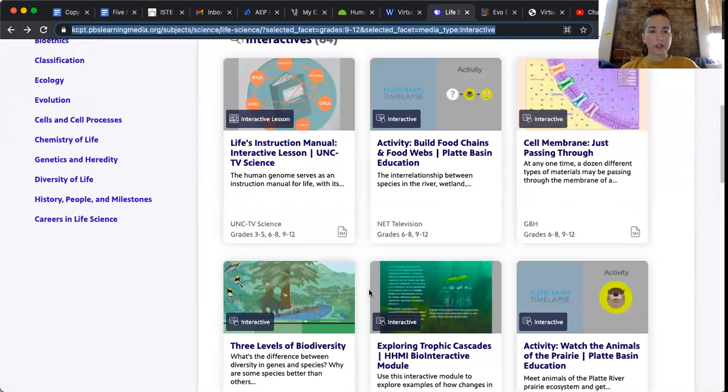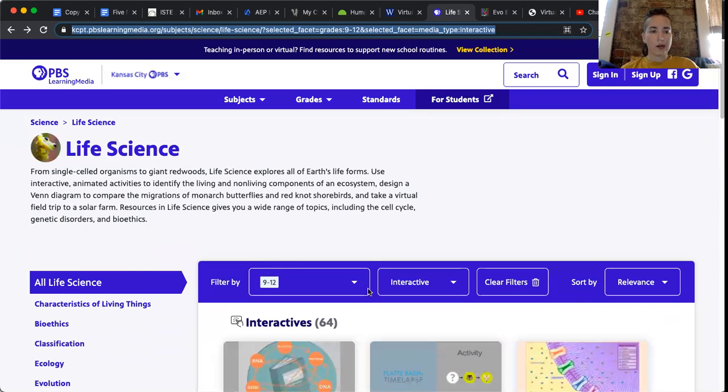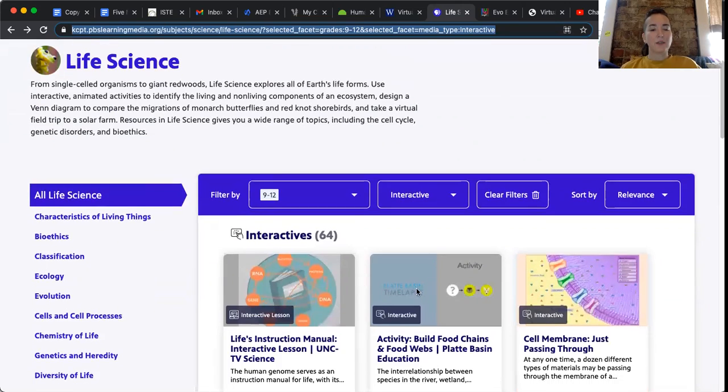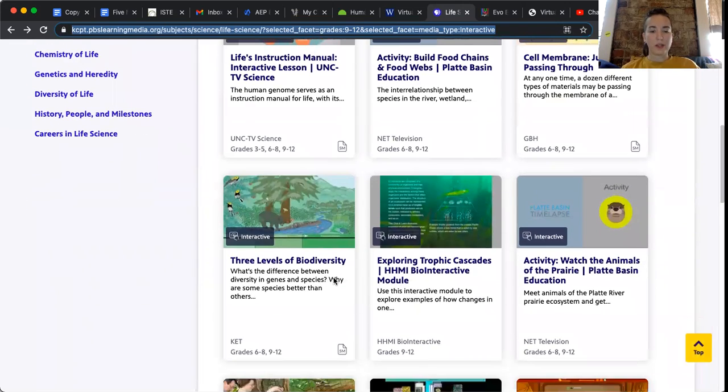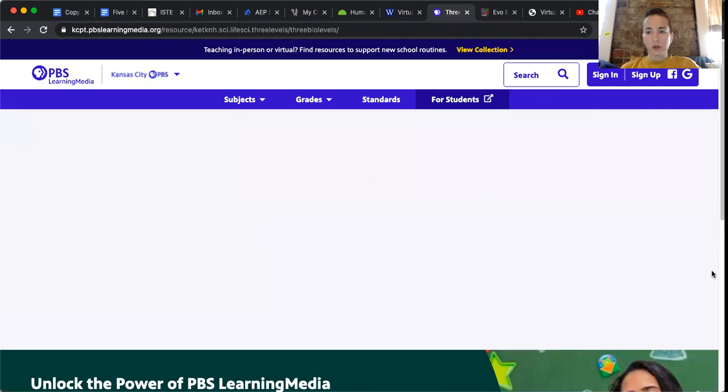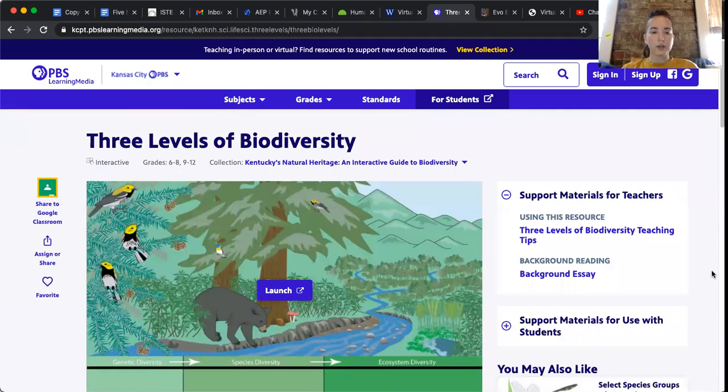So one of the technologies I chose for this assignment was PBS Learning Media, specifically the three levels of biodiversity interactive. And I chose this because while teaching zoology, a lot of the kids don't really have a background about biodiversity and the different trophic levels and carrying capacity and all of that. And so that's something we go over in zoology.